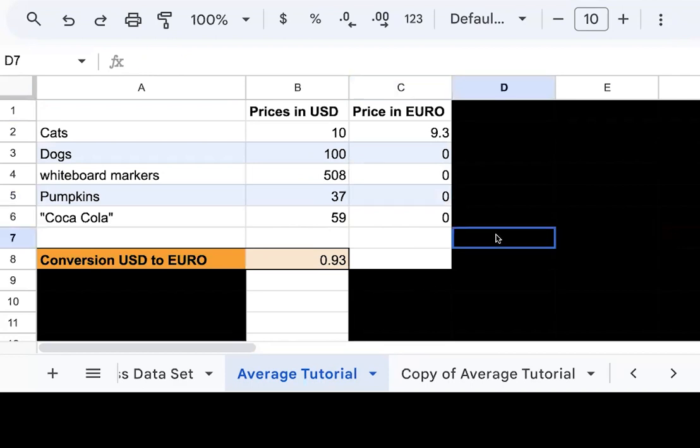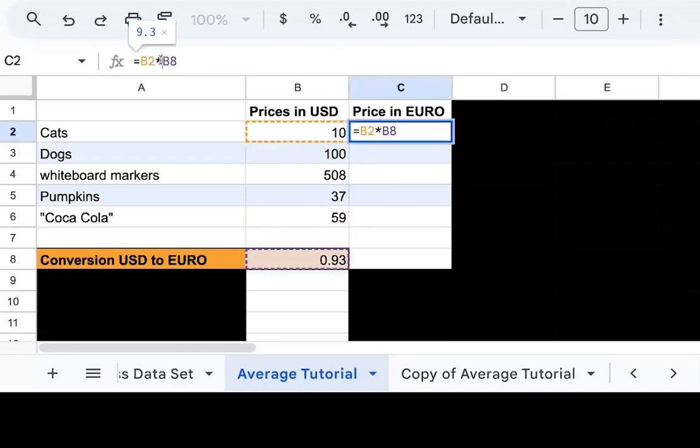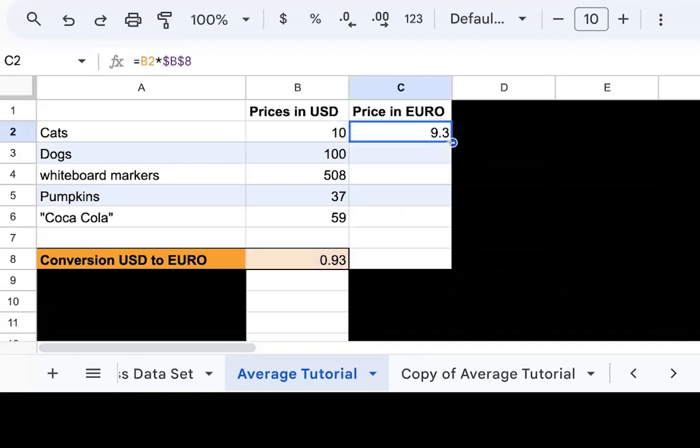So what we do instead is we make an absolute reference, which means I wanted to only refer to the cell that is in B8. To do this, we do the absolute reference syntax, which is money sign in front of the column and money sign in front of the row. Now, when I drag this down, it shows up as we'd like it to.